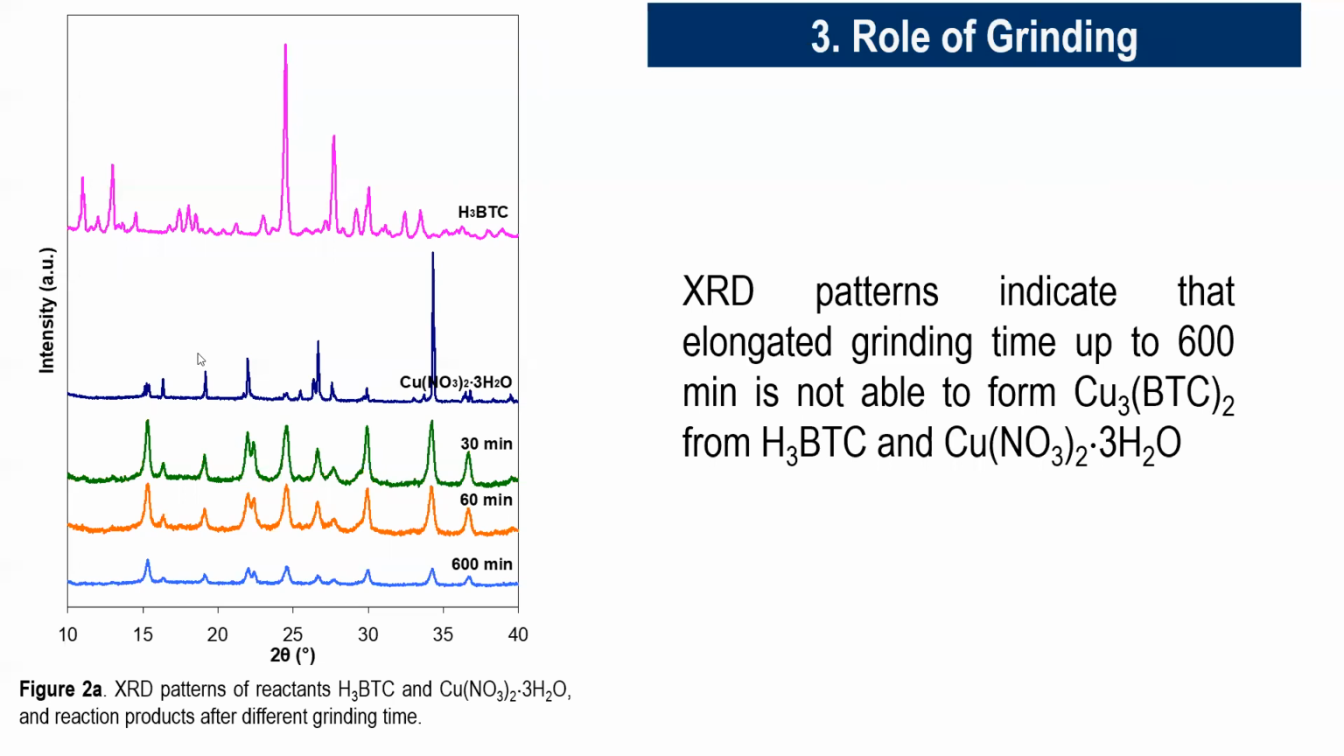Then we compared one reagent for a longer period of time for grinding. For copper nitrate trihydrate, we picked 30 minutes, 60 minutes, and 600 minutes to see if a longer time would produce copper BTC. It was found that even after 600 minutes, the copper BTC was not formed from trimesic acid and copper nitrate.